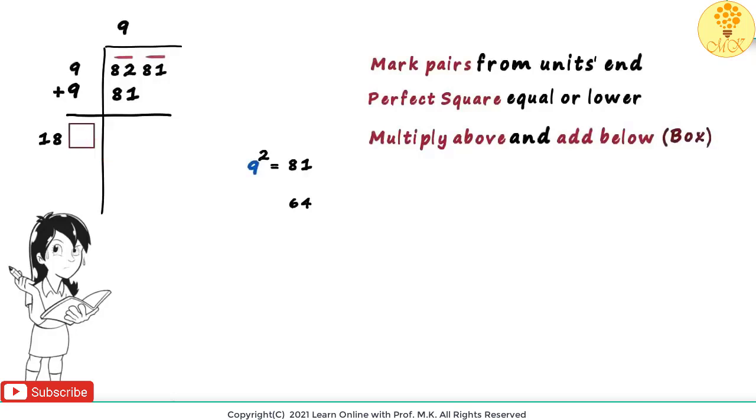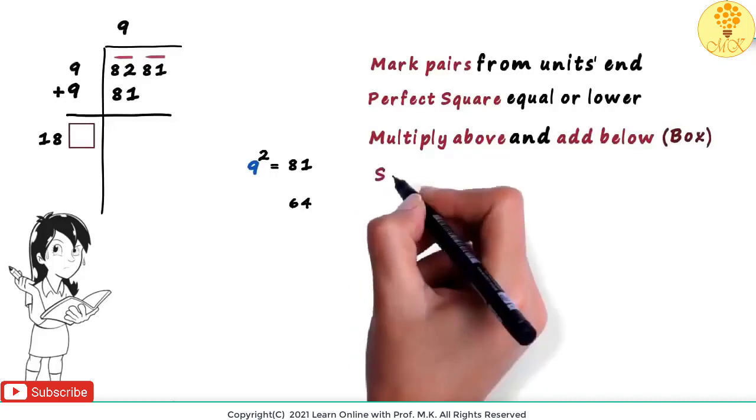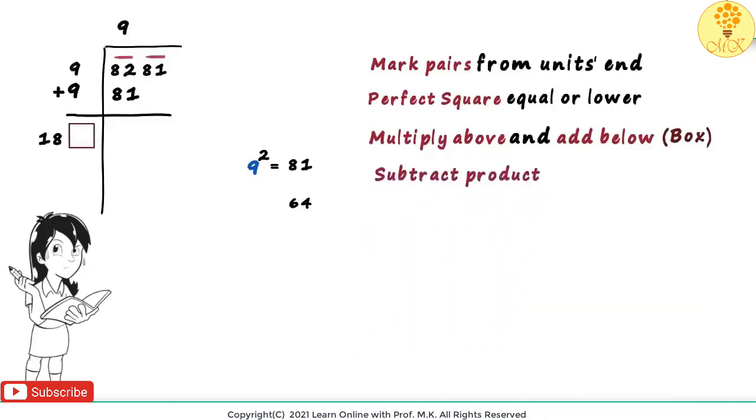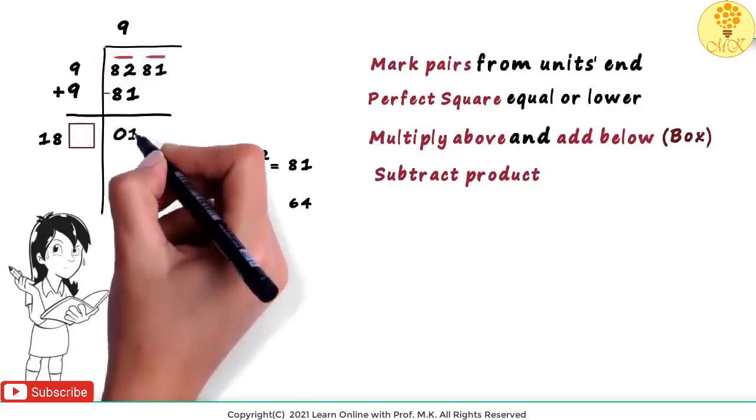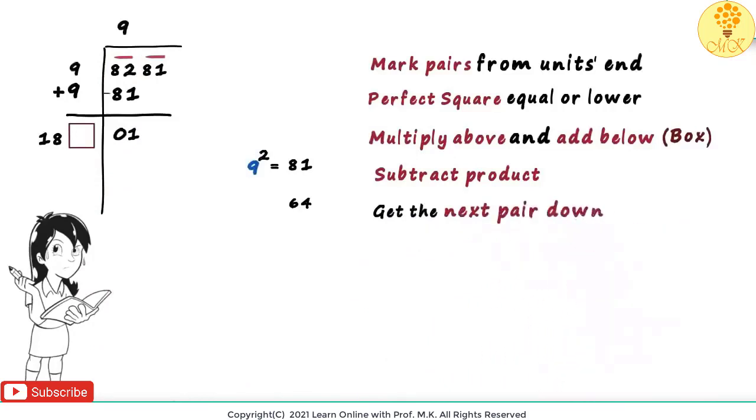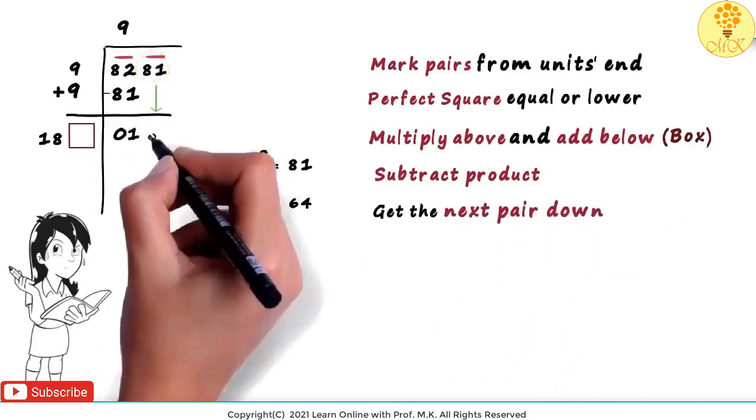The next 3 steps are super simple. We just subtract the product from the number above it. The product we got was 81. The number above it is 82. We subtract 81 from 82 and get 1. And then we get the next pair down. The next pair is 81, so we write it next to 1.